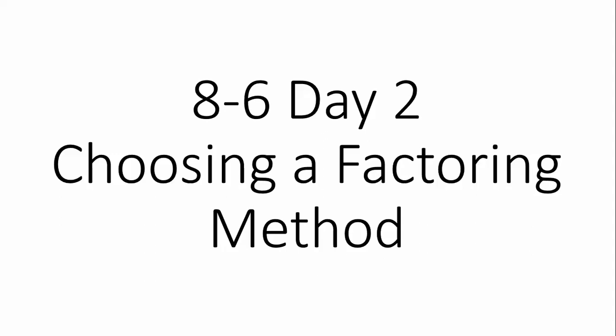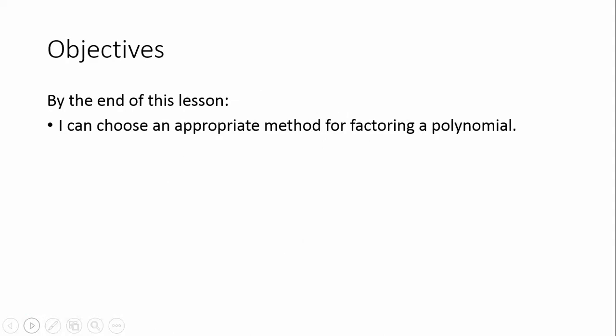Day 2 of section 6 in chapter 8 is still choosing a factoring method. So by the end of this lesson, we want to be able to choose the appropriate method for factoring a polynomial. Remember, we talked about difference of squares, we talked about a perfect square trinomial, we also talked about checking for a greatest common factor before you factor.